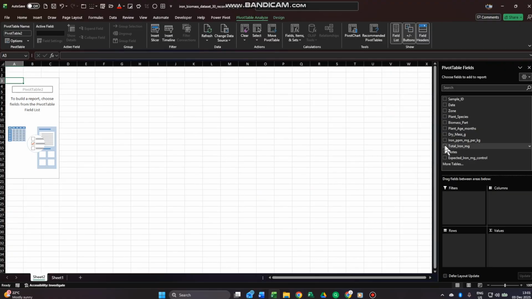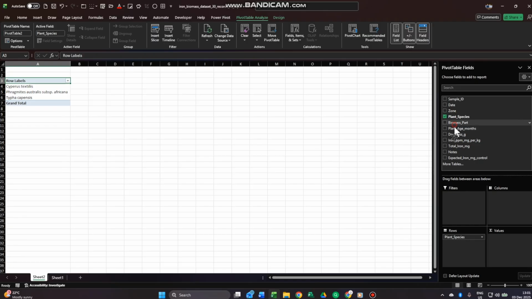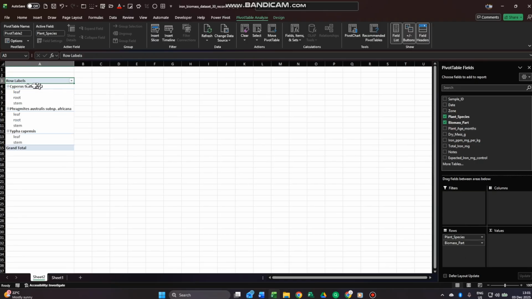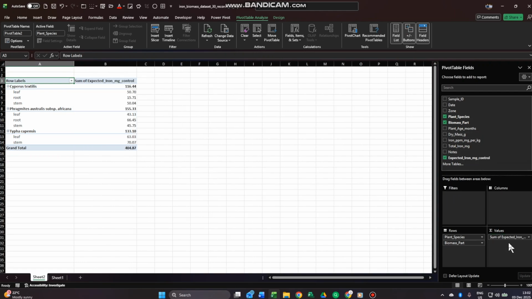We have the pivot table there, so we need the plant species there, and then underneath that we need the biomass part. So we've got leaf, root and stem for that species, leaf, root and stem for that species, leaf and stem for that species. Now we're going to be looking at the control numbers. They're the control numbers, and then the actual numbers.